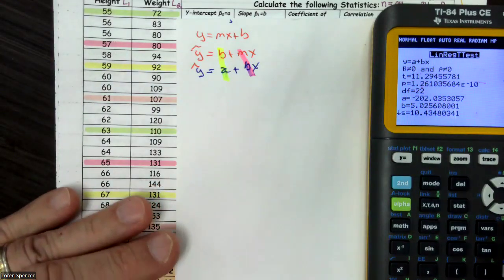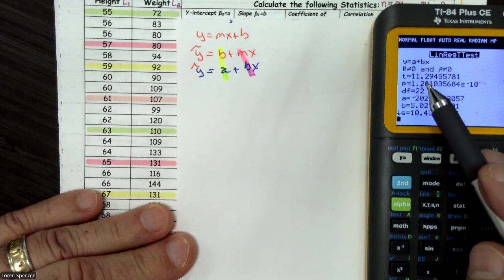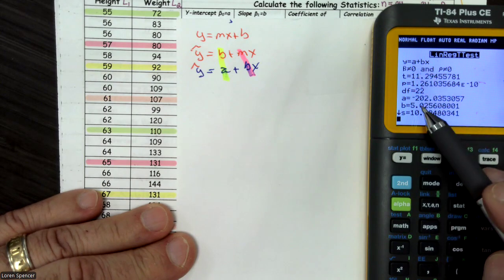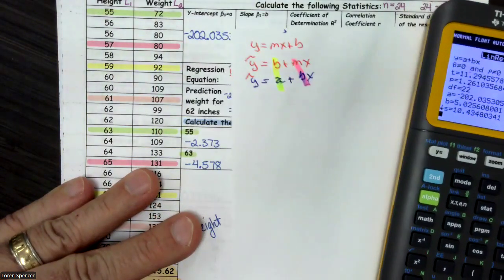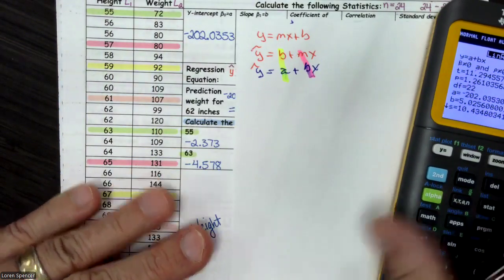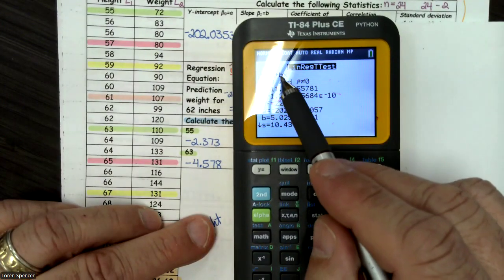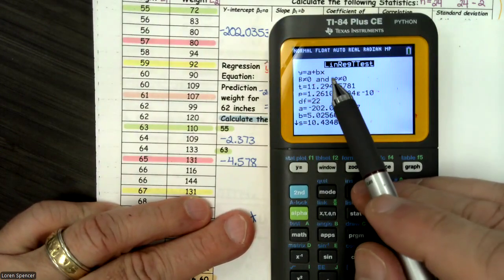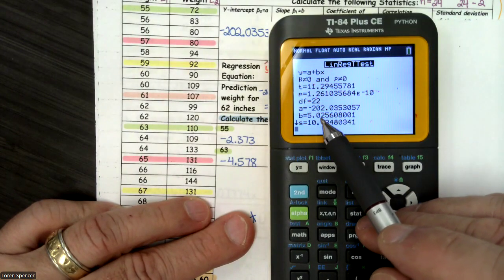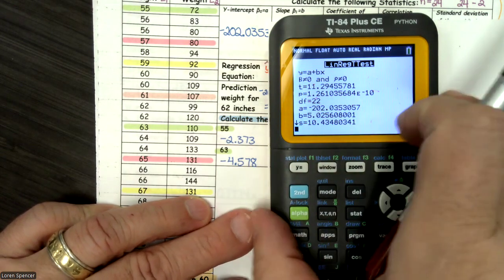All right, so it's asking for our y-intercept. Well, our y-intercept is our a, which is negative 202. So a is negative 202, and there it is. The next thing it asks for is our slope. Our slope is our b, and please remember, slope is always going to be next to the x every single time. So b is next to the x, so our slope is going to be 5.02.